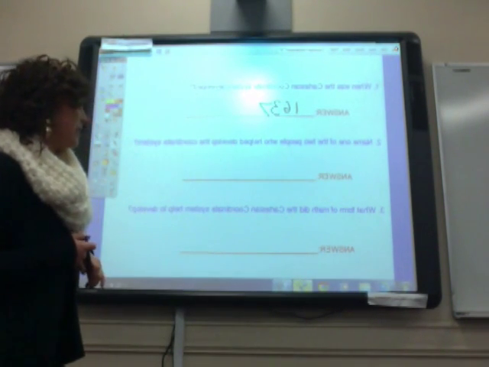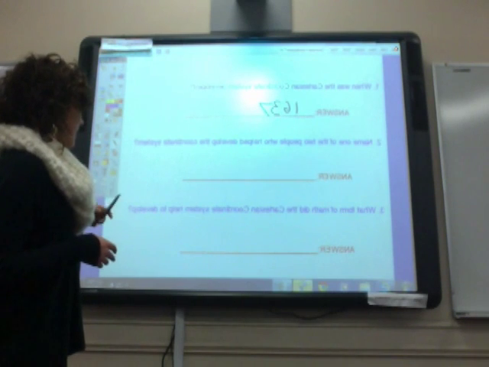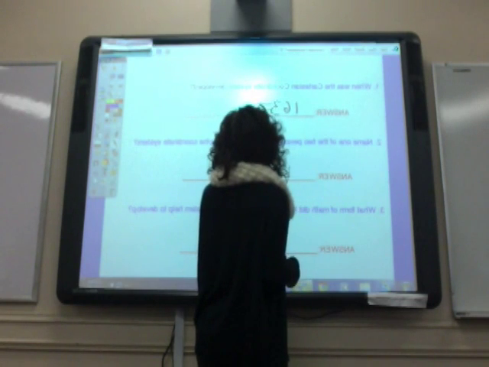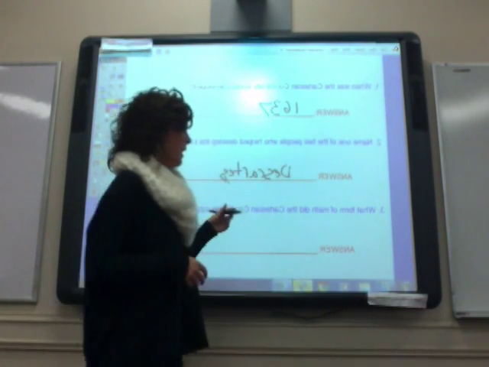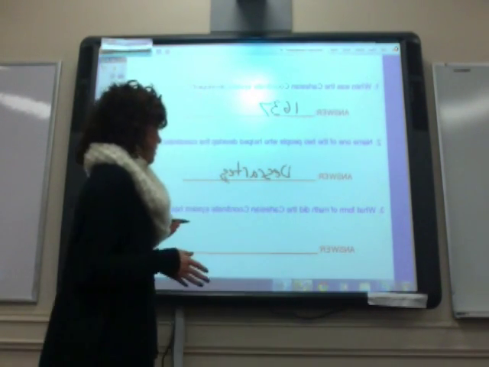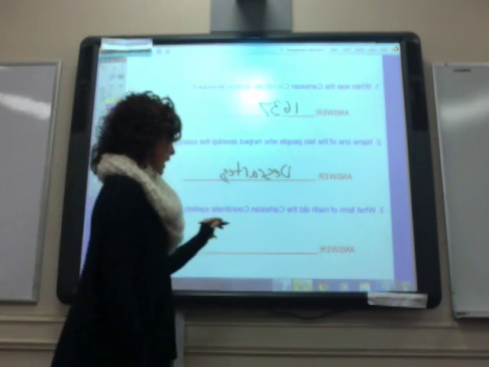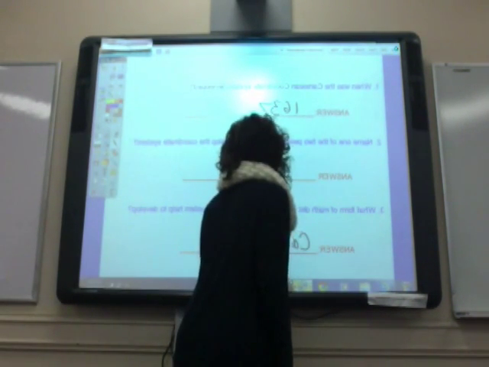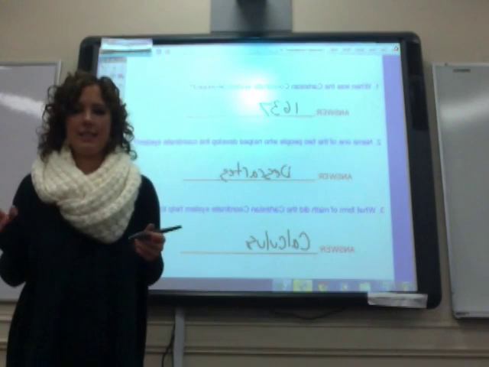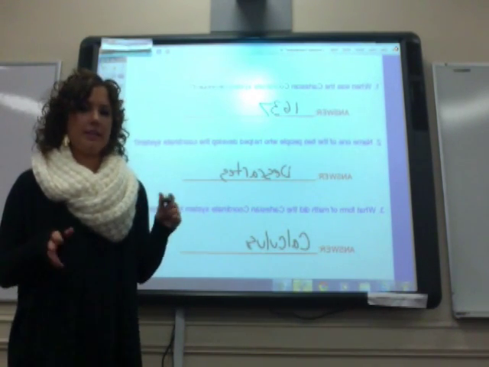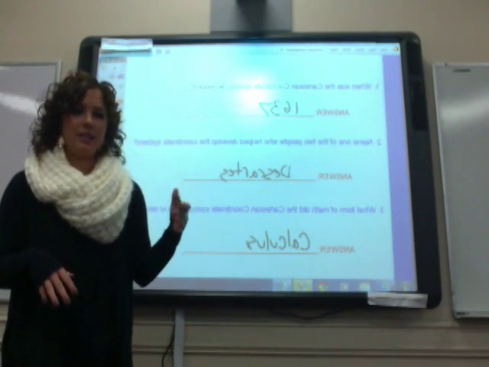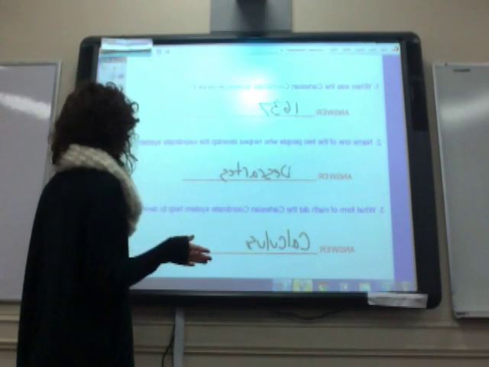And then question 2, name one of the two people who helped develop the coordinate system. And hopefully they would name Descartes because he was the one who was most important in forming the coordinate system. And what form of math did the Cartesian coordinate system help to develop? And that would be calculus. And as I said before, if the kids didn't actually come up and volunteer, then I would start calling on them. And this is just kind of like a checkpoint to make sure that they know that there are going to be pop quizzes, and they need to start paying attention to information in the history.